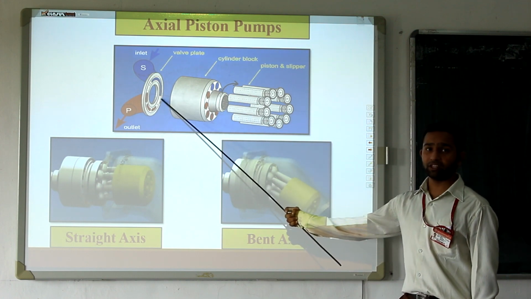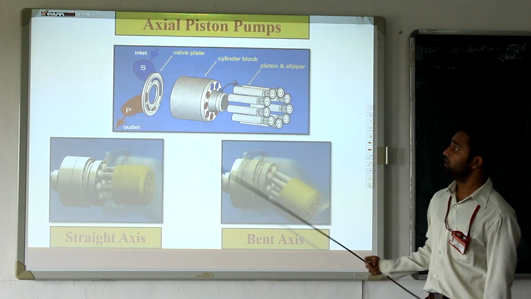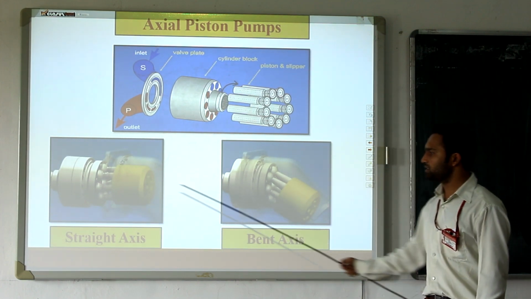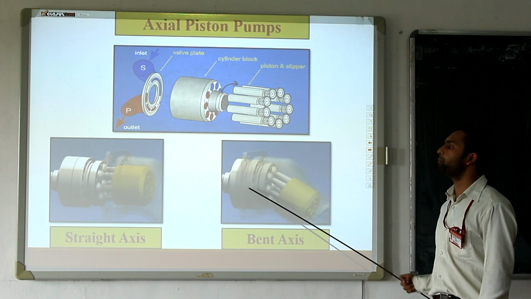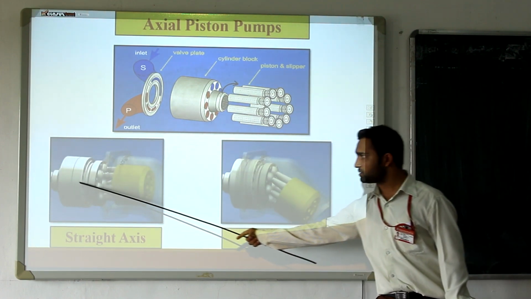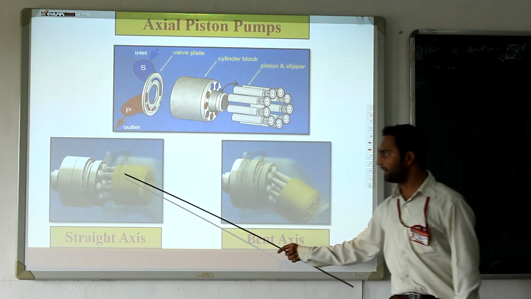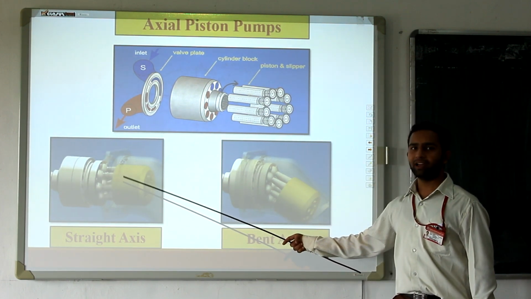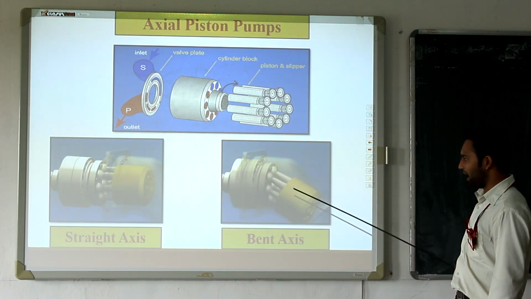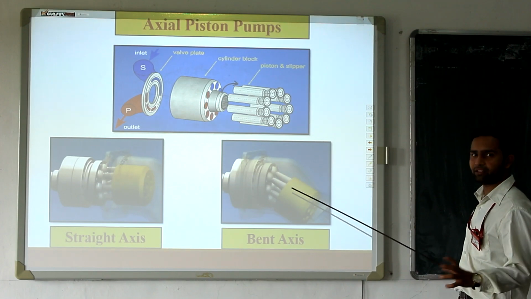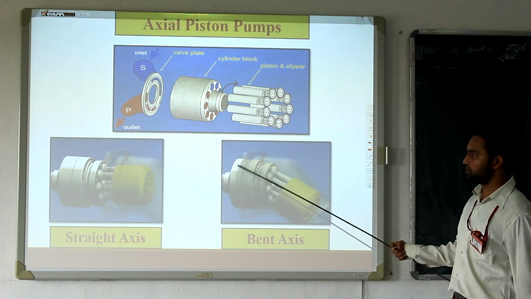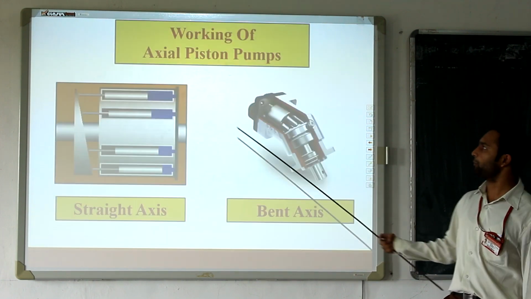How the parts are connected with each other is indicated inside this. Basically, the external axial piston pump covers two types of pumps, the straight axis pump and the bent axis pump. In a straight axis pump, why is it called straight axis? Because the radial shaft axis and cylinder block axis are on the same axis, that's why it is called straight axis. Here, the radial shaft axis and this cylinder block axis differ in angle, and that's why it is called a bent axis pump. So these are the straight axis and bent axis pumps.